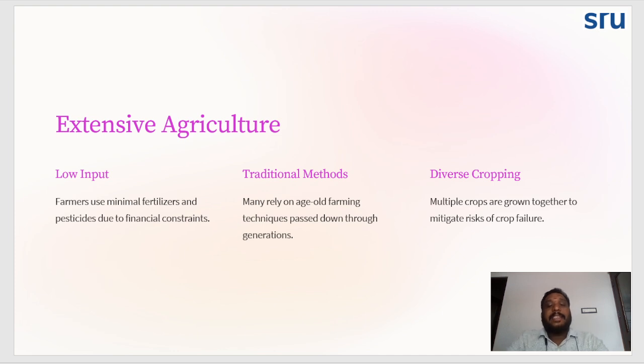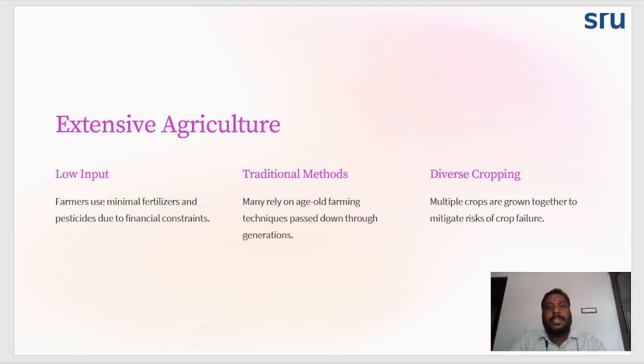So next is the extensive agriculture. Due to the previous constraint, the uncertainty of rainfall, the limited rainfall with its erratic distribution, extensive climatic hazards, and also the undulating soil surfaces, it's not possible for the farmers to go for intensive agriculture. It's not possible for them to go for two or more crops in a year.